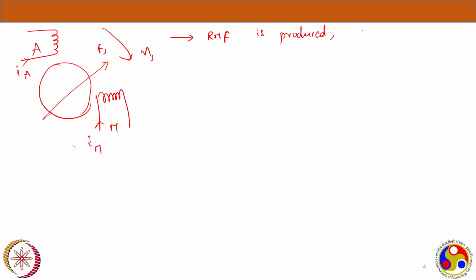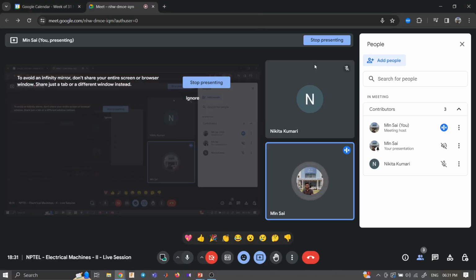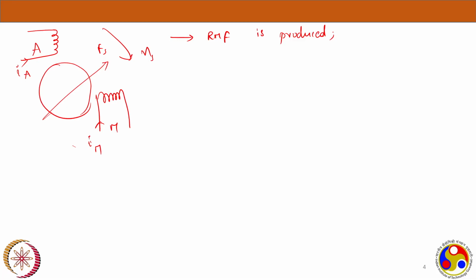So once this field is produced, RMF produced, whatever windings we have placed are in the stator. So there is no information on the rotor. The rotor is not intimated about whatever winding we are placing, whether it's single phase or two phase or three phase. Your rotor will not have any idea; they are unaware of it. But here, we have already generated an RMF irrespective of the phase.